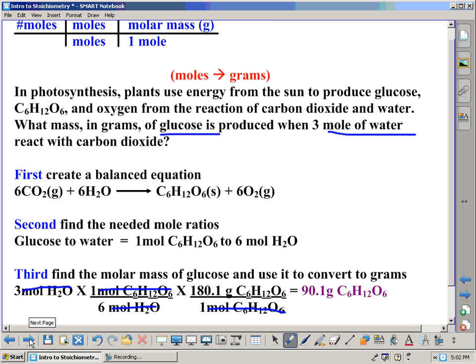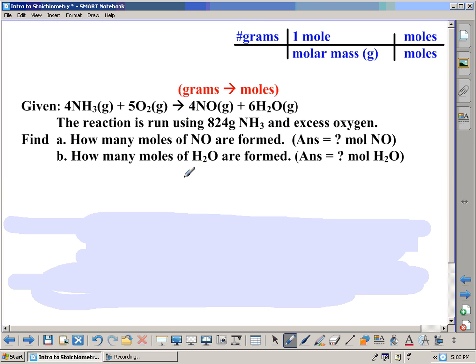Okay, let's move on to a new type of problem. Grams to moles. This is the exact opposite, where now you're given grams and you have to find moles. Given this equation, which is balanced, 4 NH3 plus 5 O2 yields 4 NO and 6 H2O, the reaction is run using 824 grams of ammonia and an excess of oxygen. Excess of oxygen means you're not going to run out, so we really don't need to worry about this. So, how many moles of NO are formed when we input this much ammonia?